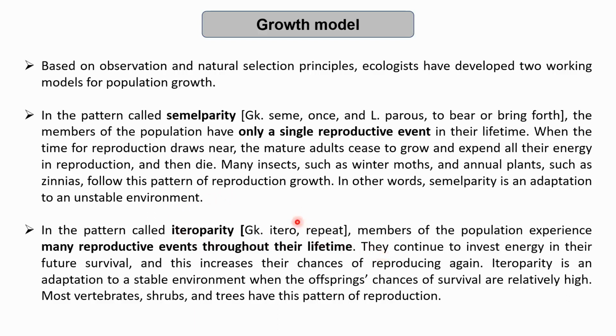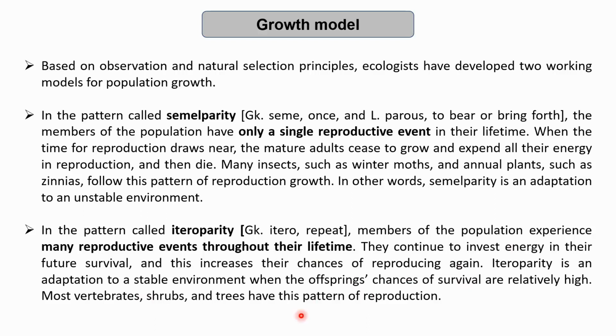Hetero means repeat, so it is iteration, that is the repetition. So members of the population experience many reproductive events throughout their lifetime, and therefore they continue to invest energy in their future survival, and this increases their chances of reproducing again. Heteroparity is an adaptation to a stable environment when the offspring's chances of survival are relatively high. Most of the vertebrates, shrubs, and trees have this pattern of reproduction.